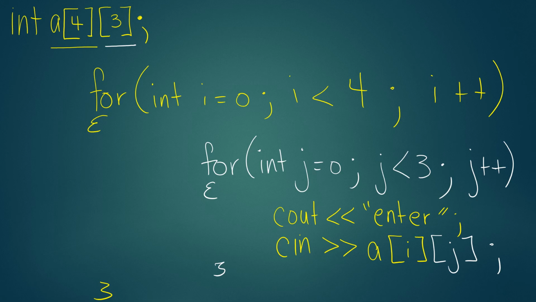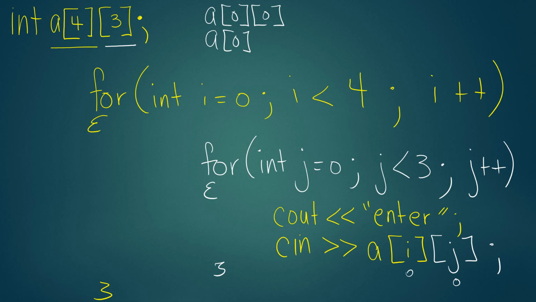go to trace the code. It would go from A at index 0, which would be the outer one, and then j would be 0. So the first one you would read into would be A at 0, 0. The next one you would read into would be A at 0, and j would change. Then you do this inner loop up until j completes, and then you go back to the outer loop.